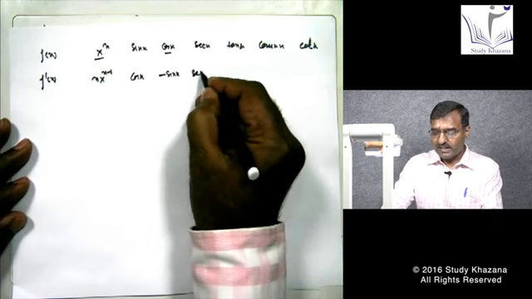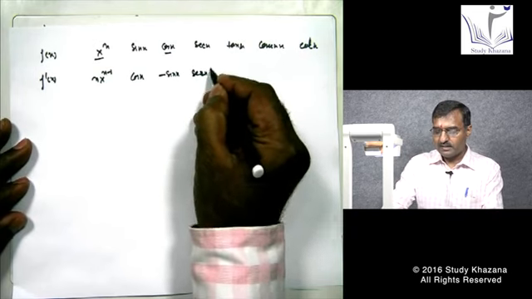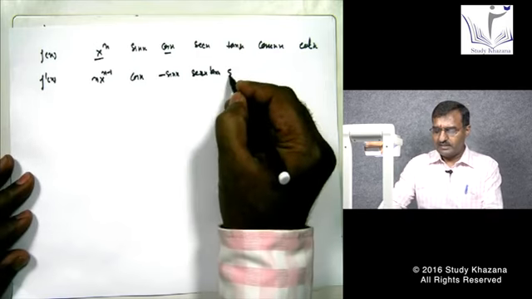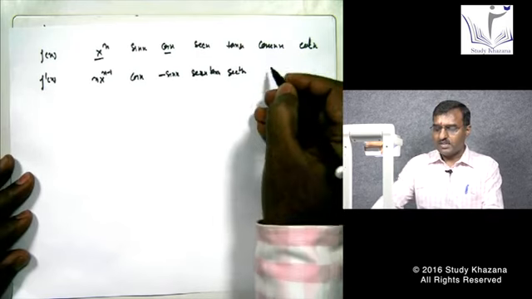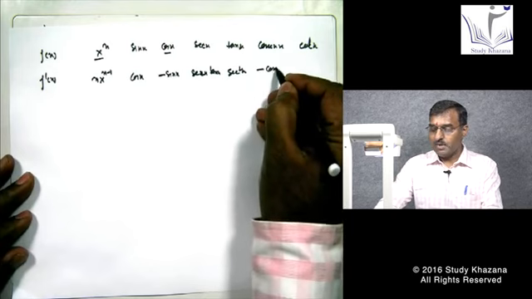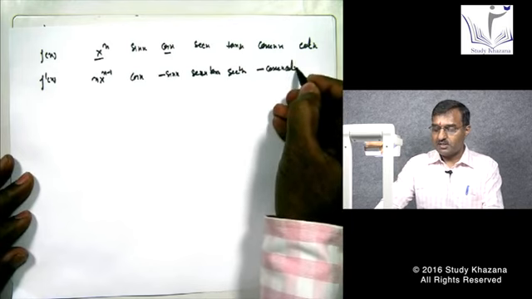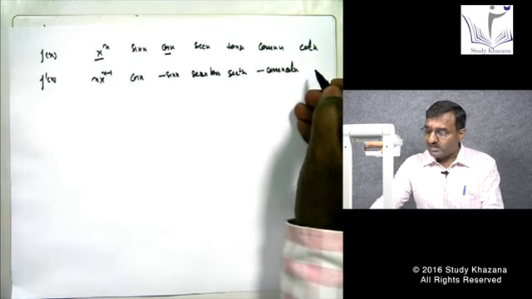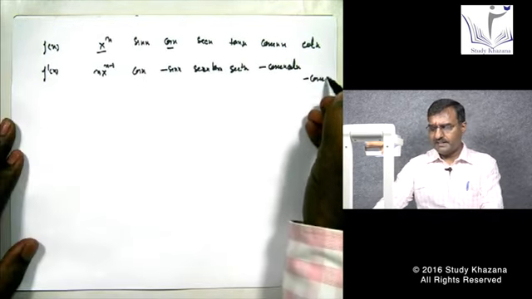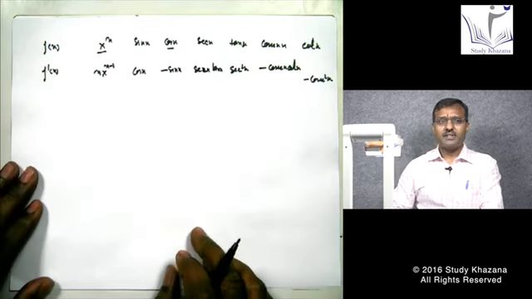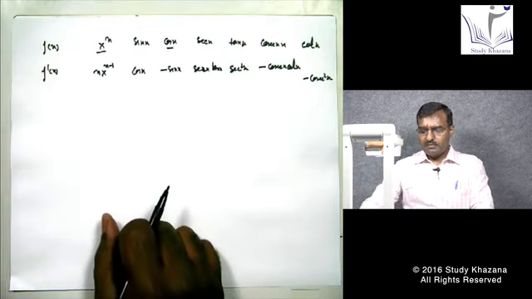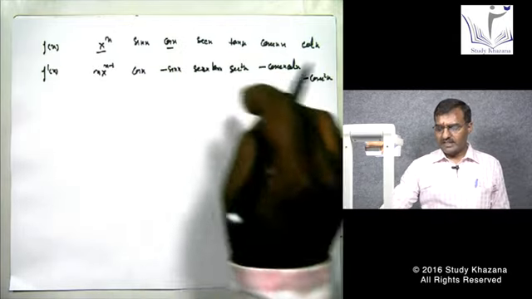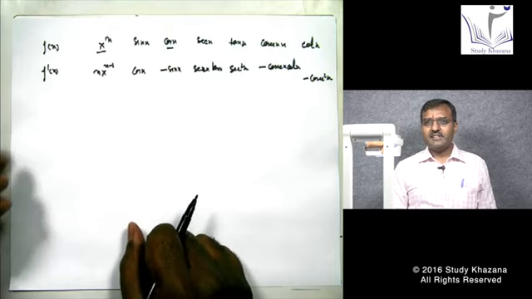Now what is the derivative of sec x? It is sec x tan x. What is the derivative of tan x? It is sec square x. And what is the derivative of cosec x? Minus cosec x cot x. And what is the derivative of cot x? It is minus cosec square x. So here you see the derivatives of certain standard functions which I have written.